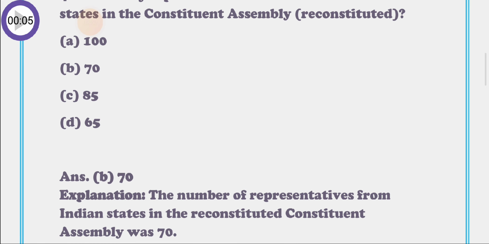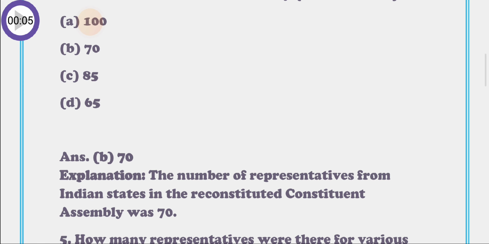So the answer is B. 70. The number of representatives from Indian states in the reconstituted Constituent Assembly was 70.